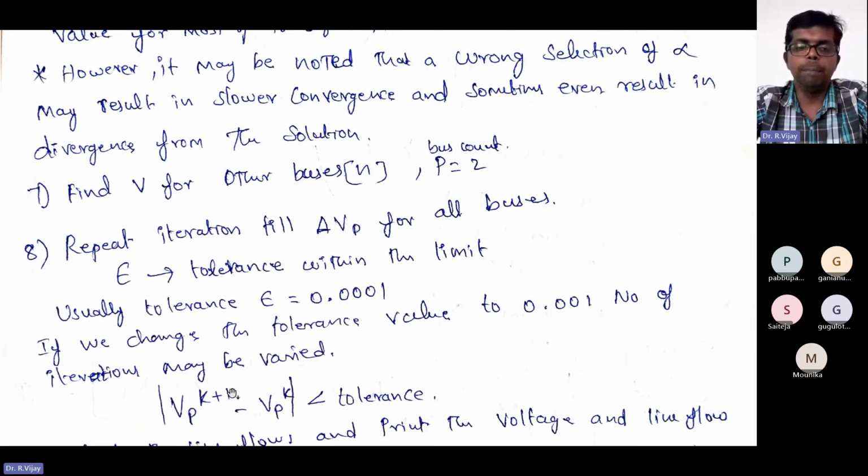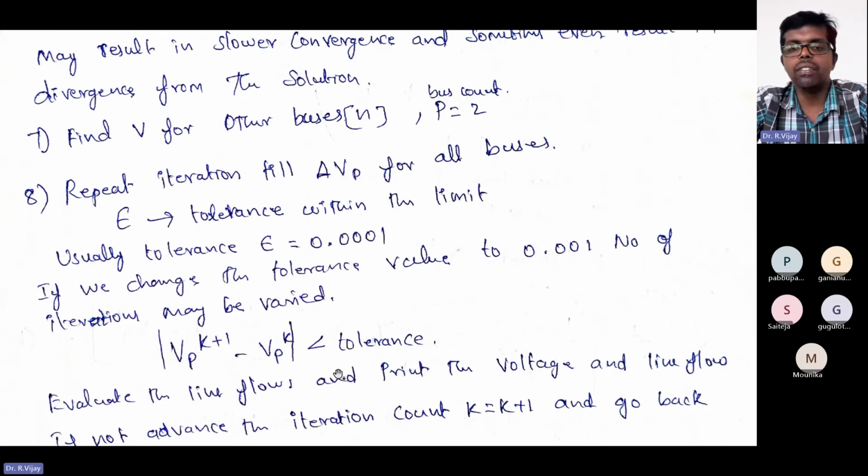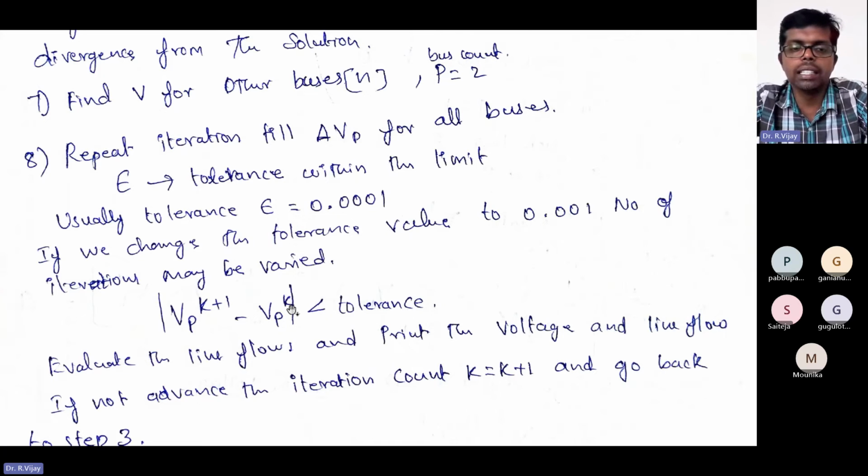That is V_P^(k+1) minus V_P^k. So if the modulus of V_P^(k+1) minus V_P^k is less than the tolerance, then evaluate the line flows. If it is less, the program will stop. Evaluate the line flows and print the voltage and line flows. If this condition is not satisfied, that is, if it is not less than or equal to the tolerance limit, you need to advance the iteration by k equal to k plus 1 and go back to step 3.